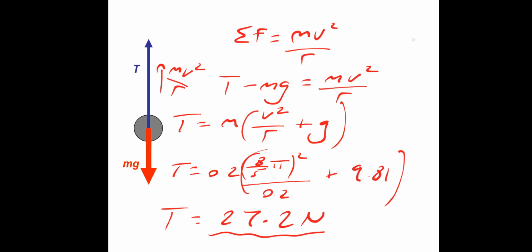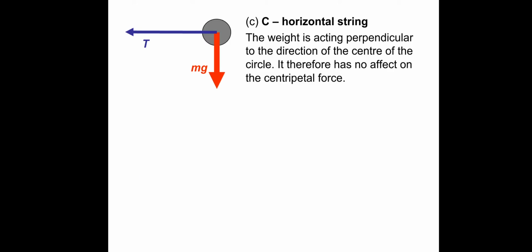Let's move to part C. Remember to pause at any time or rewind if you need to. Part C, horizontal. So, special case. When it's horizontal, the weight is acting perpendicular to the direction of the centre of the circle. Therefore, it has no effect on the centripetal force. So we can simply do F equals mv squared over r. When it's horizontal in a vertical rotation, it just acts like a horizontal rotation, from earlier when we did the question where it was whirled in a horizontal circle. We just need to use mv squared over r, so let's do that.